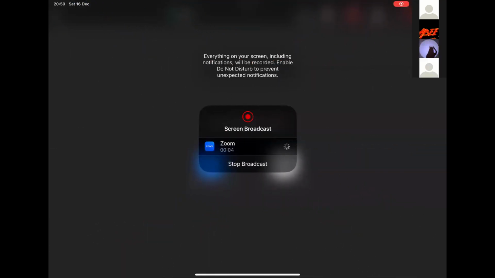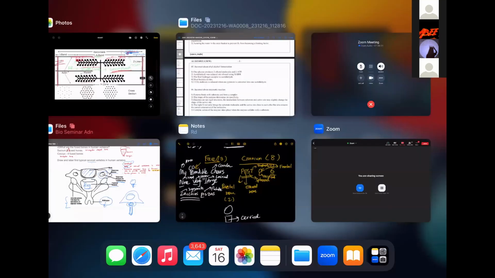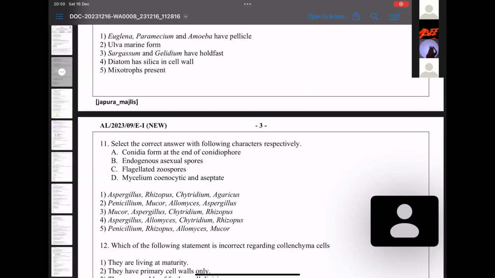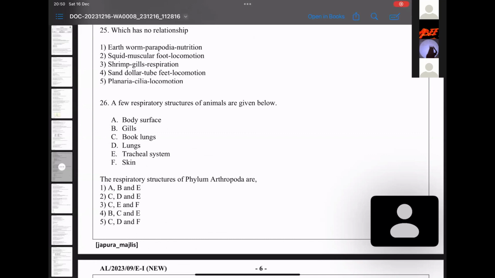Okay, I hope you all can hear me. So we'll again just go back. Now we'll just look at some MCQs. Okay, so again, animal form and function MCQs. Let's start with question number 26. Okay, so here again, respiration. Again, you all can look at the screen.